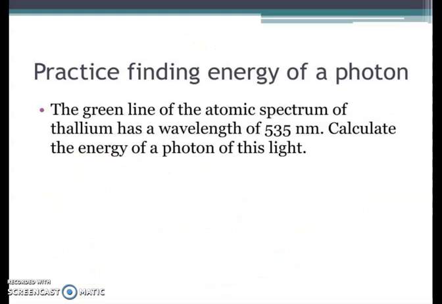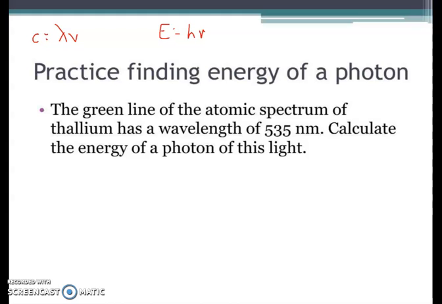All right, so if we do another problem, so we're going to say that the green line of the atomic spectrum has a wavelength of 535 nanometers. Calculate the energy of a photon of light. So remember that we had our other equation, which was going to be that the speed of light is equal to our wavelength times our frequency. And then we have energy is equal to Planck's constant times our frequency. So in this case, we're going to have to do two steps to solve for our problem.